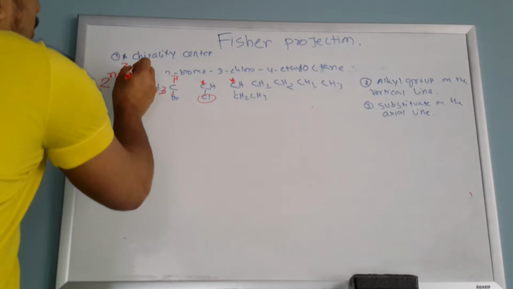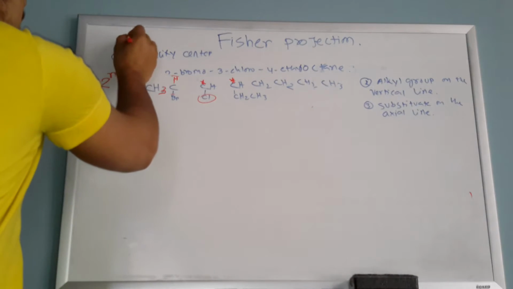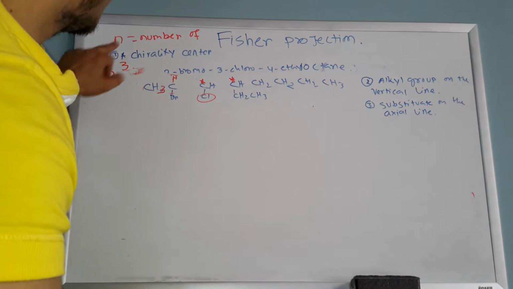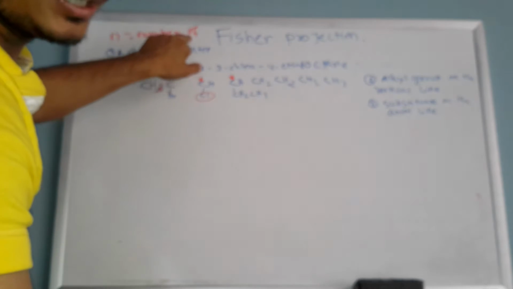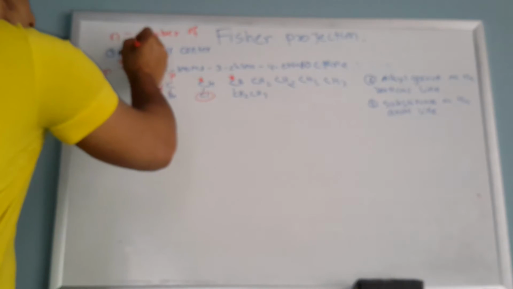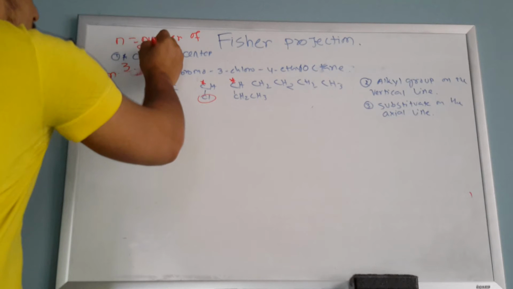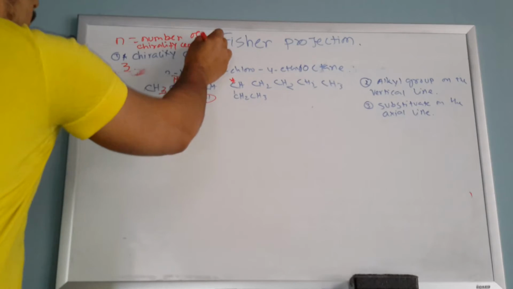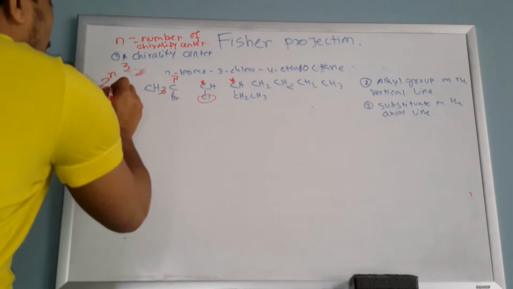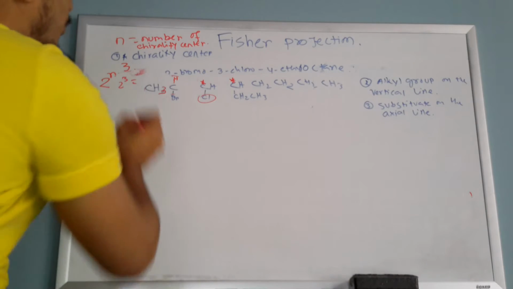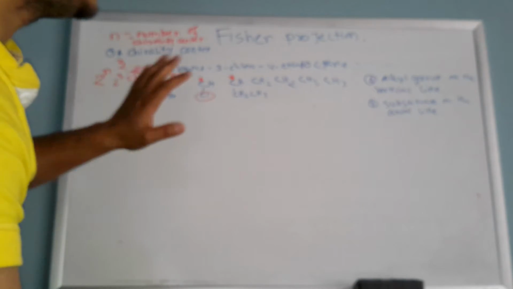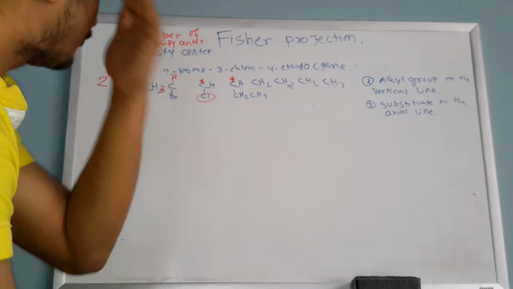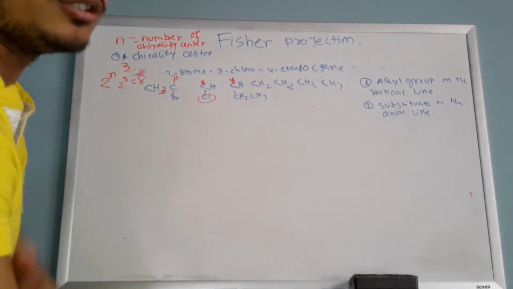n means the number of chirality centers. So how many chirality centers are there? There are 3 chirality centers. So 2 to the power n is equal to 8. 8 possible stereoisomers you can make. So right now I will make the first Fischer projection, then I will make a stereoisomer, and so on.